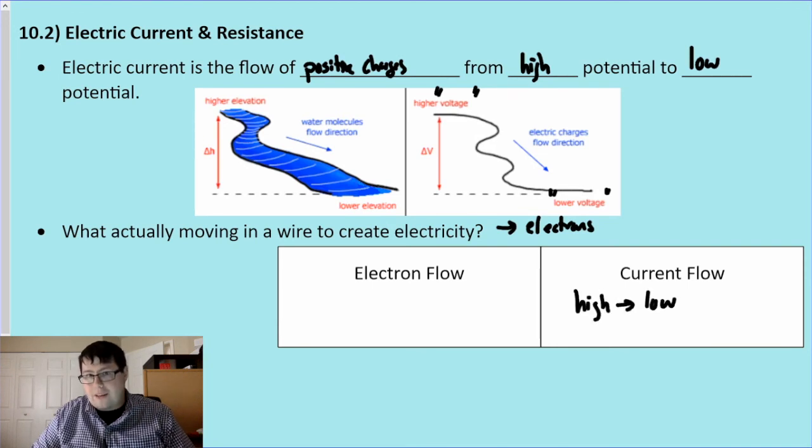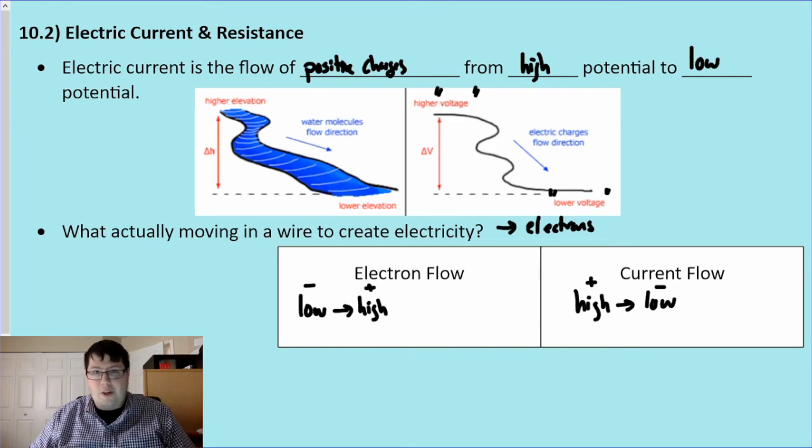But I don't want you ever to forget that electrons actually go the other way. Electrons are going to flow from low to high potential. And if you want to think about low as negative and high as positive, this makes sense. Electrons are going to flow from low, negative, to high, positive. They're attracted to a more positive location, and that more positive location is going to have a higher electrical potential.